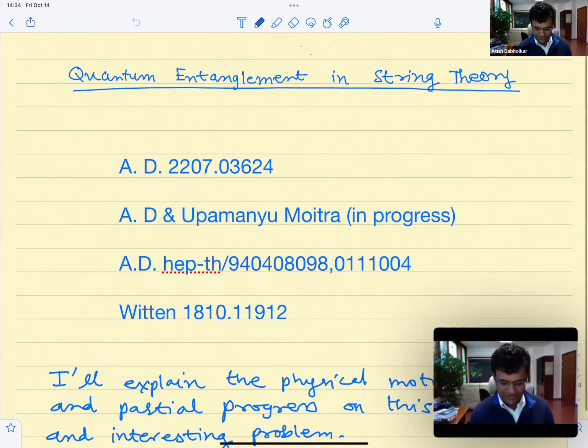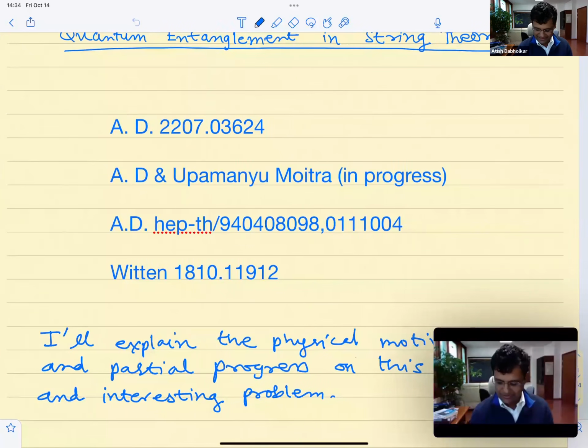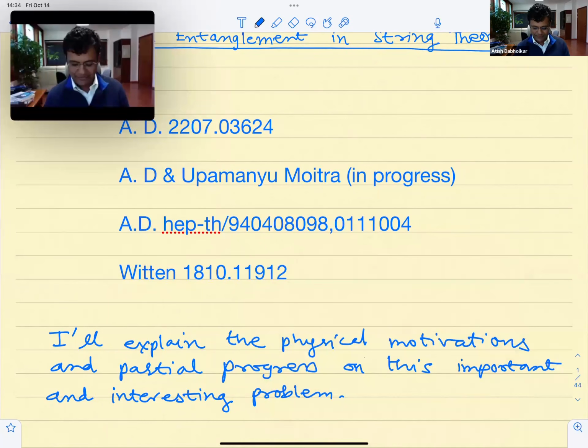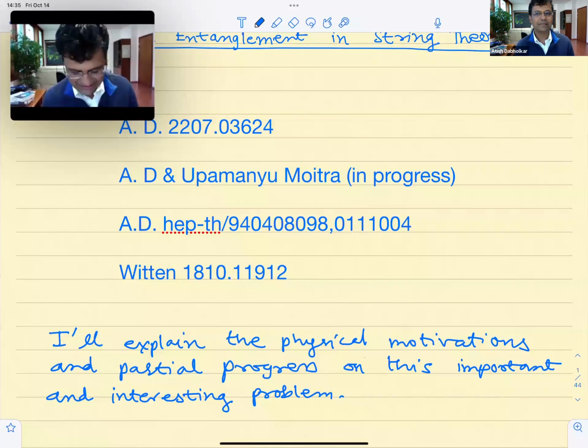So I just want to tell about some recent work with the physical motivations and some partial progress on what I think is an important and interesting problem. This is based on this preprint, also some work in collaboration with Upmanyu Mitra, who was at Tata Institute, but who's now a postdoc at ICTP. And these are some prehistoric papers, which is where this idea was started. And there has been some recent interest in this work of Witten, which I will refer to as we go along.